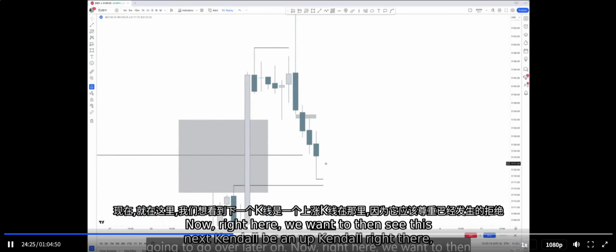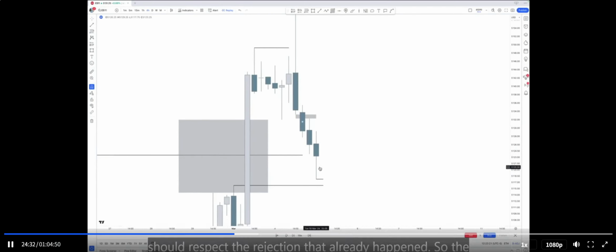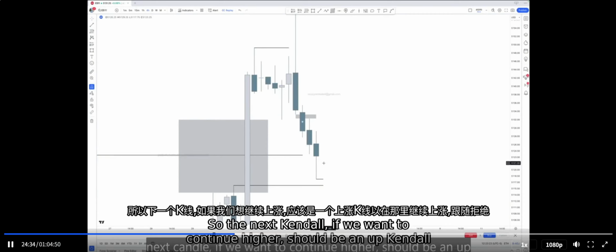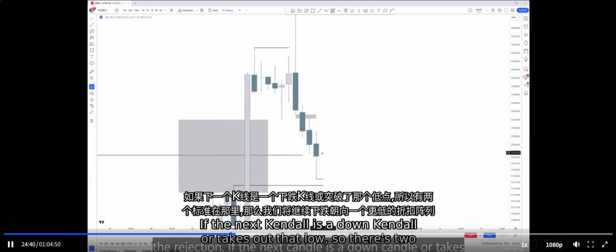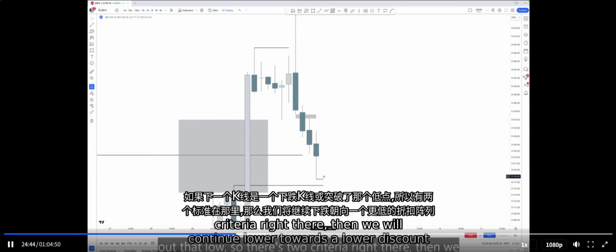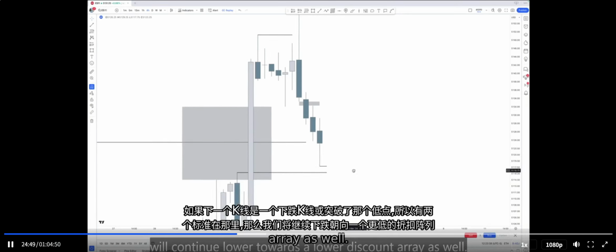Now, right here, we want to then see this next candle be an up candle, because it should respect the rejection that already happened. So the next candle, if we want to continue higher, should be an up candle, following through on the rejection. If the next candle is a down candle or takes out that low, so there's 2 criteria right there, then we will continue lower towards a lower discount array as well.